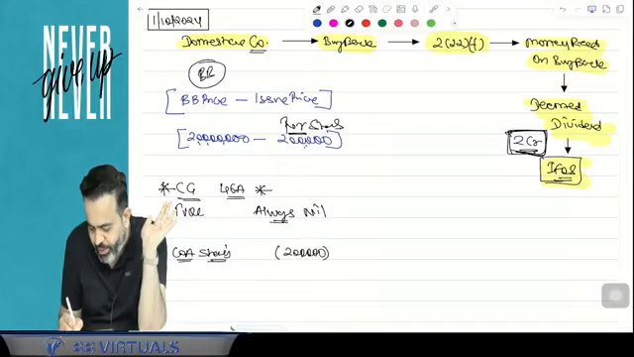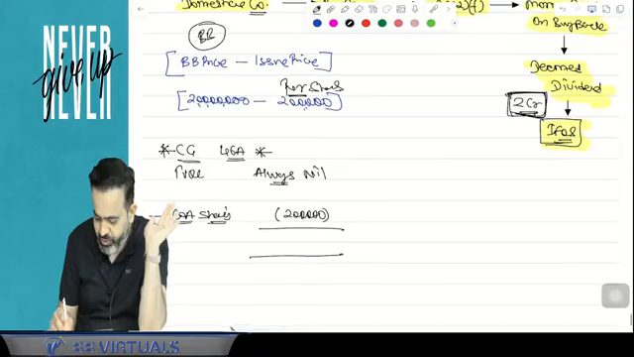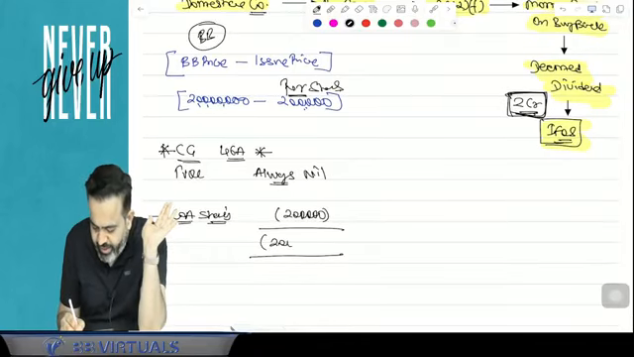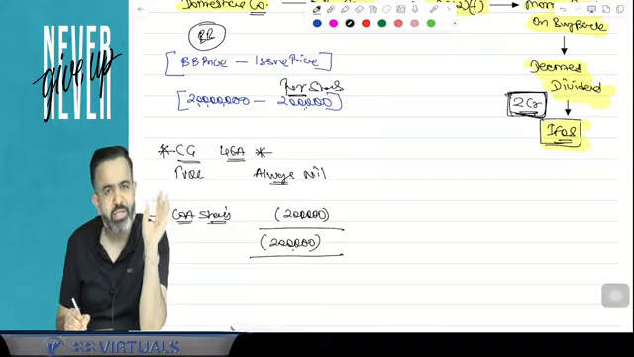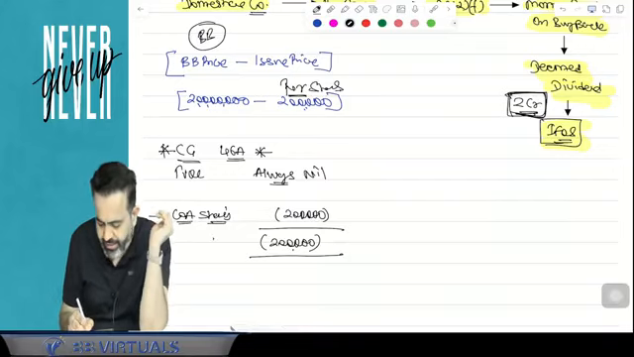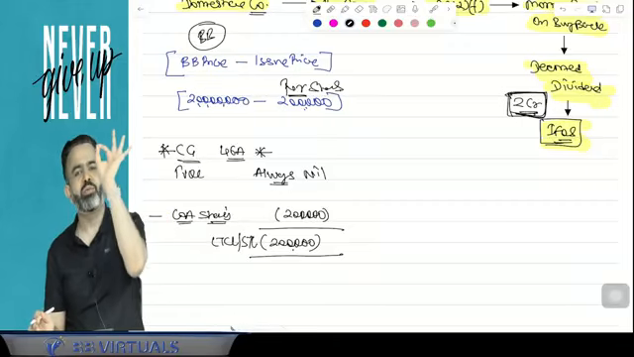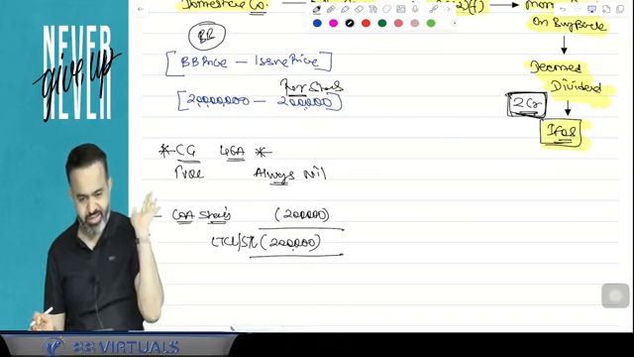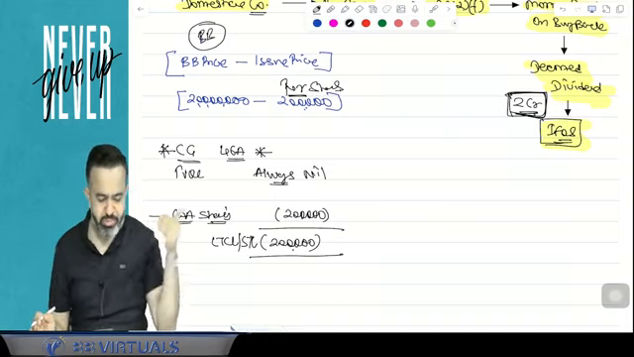That share I have purchased at 2 lakh rupees. So here it will be a capital loss. Either it is a long-term capital loss or short-term capital loss. That depends on the period of holding of that share.